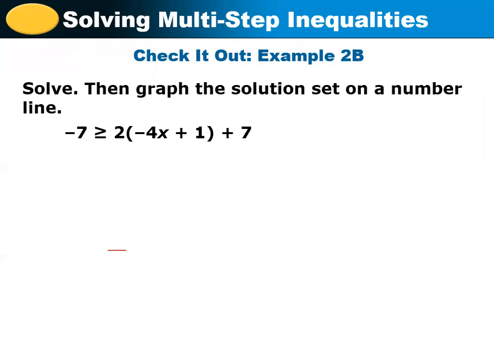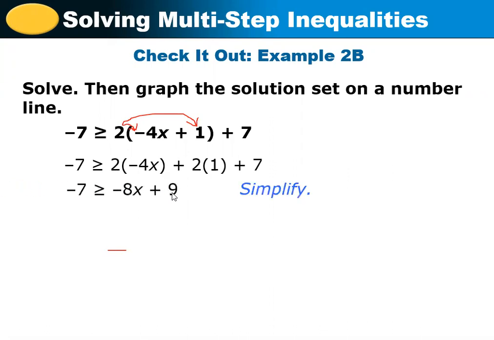What we have to do is distribute a number over the parentheses in the same way. So we keep negative 7 and then we will multiply 2 times negative 4 one time and then 2 times 1 a second time. Then it will be 2 times negative 4 and then 2 times 2. Then negative 7 is more than or equal to negative 8x plus 9.